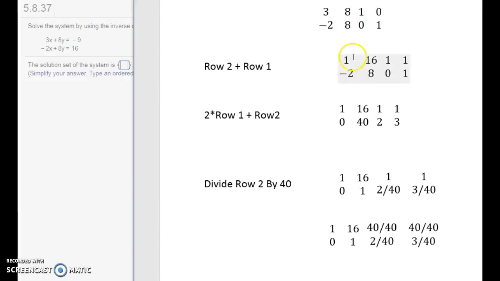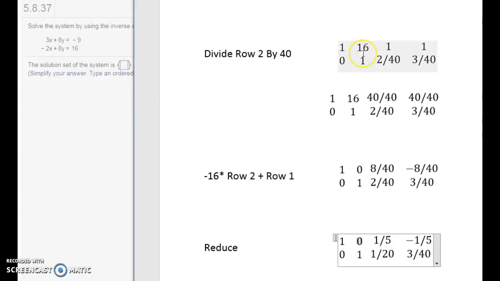Okay, so I started off by getting a 1 here, because I know I needed to have a 1. And then my next operation I did with the goal was to get the 0 there. That's why I did these two steps. So now I have the 1, 0, and it looks like that, 1, 0. So now I just got to make these next two numbers look like this, 0, 1. And that's why I'm dividing row 2 by 40, is I'm going to get the 1 right here. So 0 divided by 40 stays 0, 40 divided by 40 is 1, and then divide these two numbers by 40 and you get fractions.